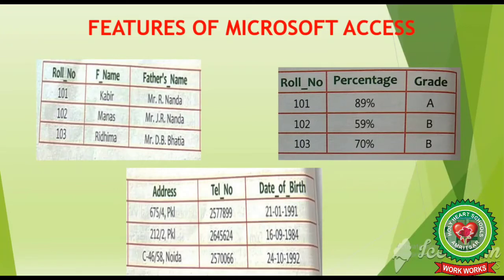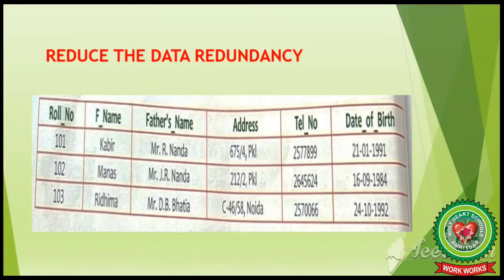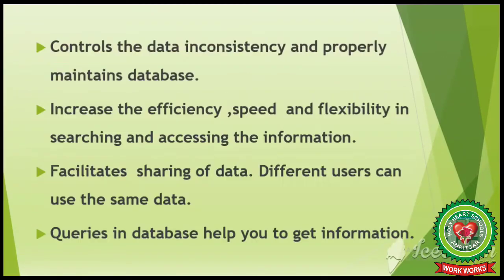Now I am going to discuss some features of Microsoft Access. Number one is provides the facility to break large information into small parts, like you can see here. Here I have split one table into 3 small tables so that it is easy to access the information. Next is helps in reducing the data redundancy. Data redundancy means duplication of data. Like you can see in this picture, there is no repeated field.